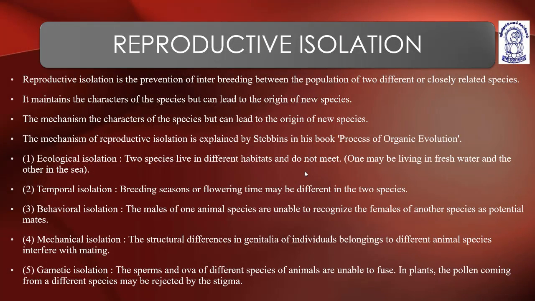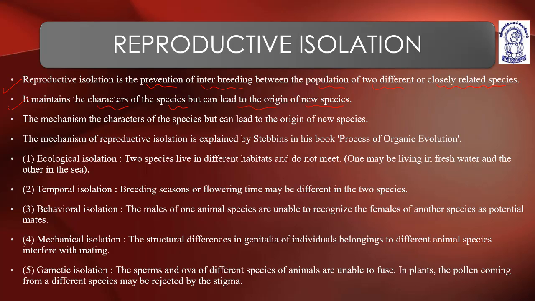Now, reproductive isolation. Reproductive isolation is the prevention of interbreeding between the populations of two different or closely related species. They are not able to reproduce. It maintains the characters of the species but can lead to the origin of new species.